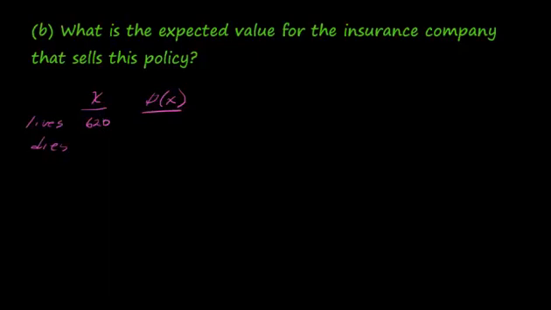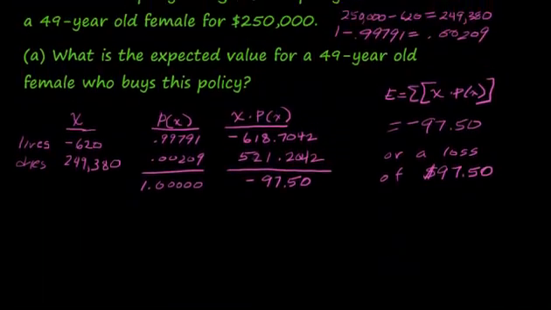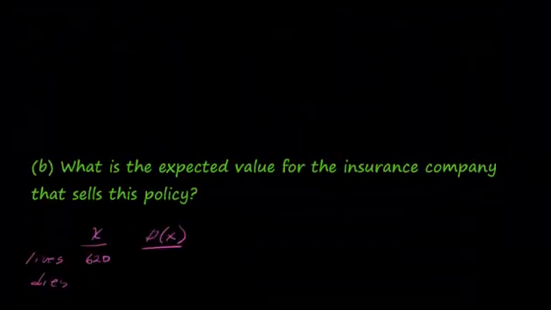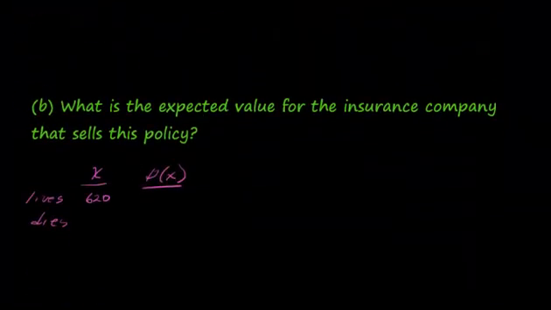If she dies, let's go back up here, they're out $250,000 minus the money they already got. So it's the same number here. If she dies, they got $620. They have to pay out $250,000. So they've only lost $249,380. But if the woman dies, that's a negative for the insurance company. So what does this look like?